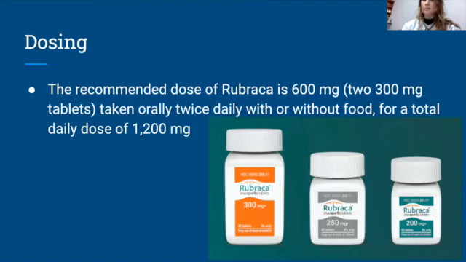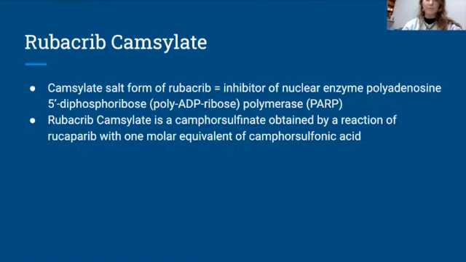The recommended dose for Rubraca is 600 milligrams, which is 2 300 milligram tablets taken orally twice a day, without food or with food, for a total of 1,200 milligrams a day. And this would vary based on the patient and their prescription.